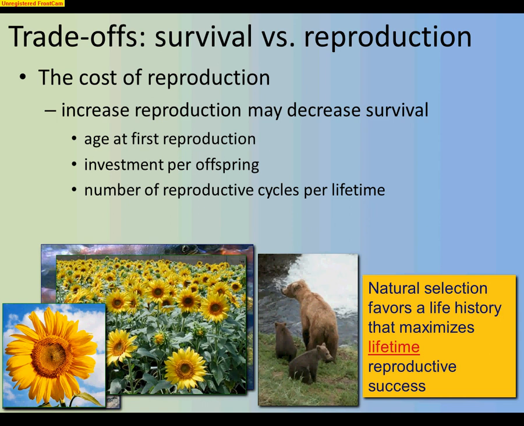You have to think about what age you can become reproductively active, the investment, the toll that it takes on that organism per offspring, and then the number of reproductive cycles you have per lifetime. Natural selection will always favor a life history that maximizes lifetime reproductive success. So I think that's interesting to look at too.